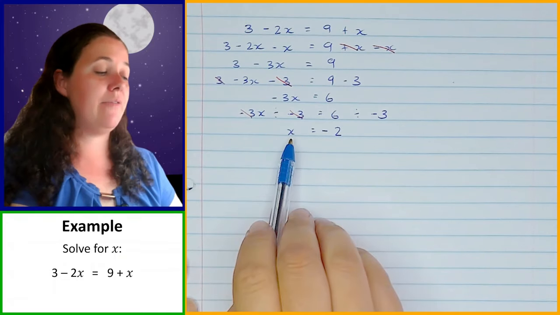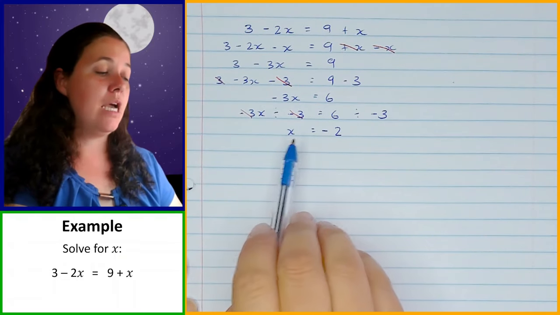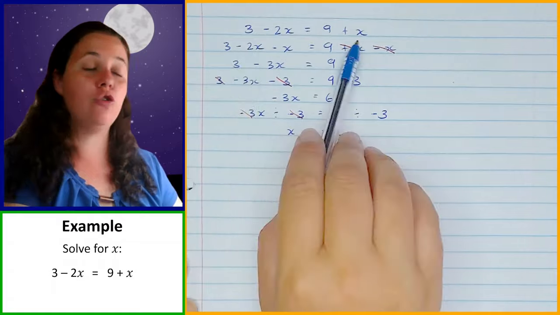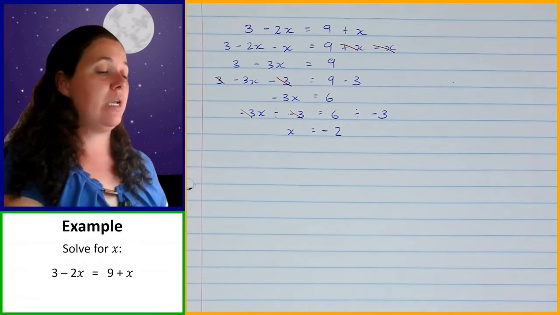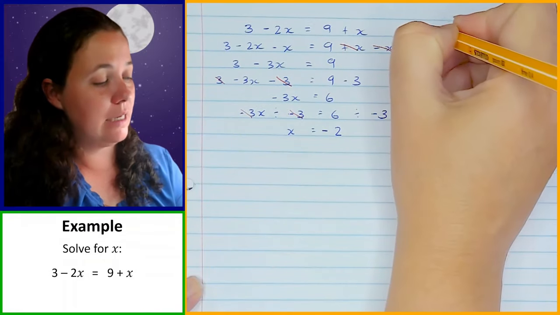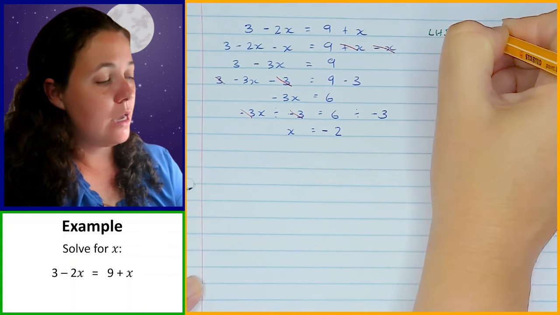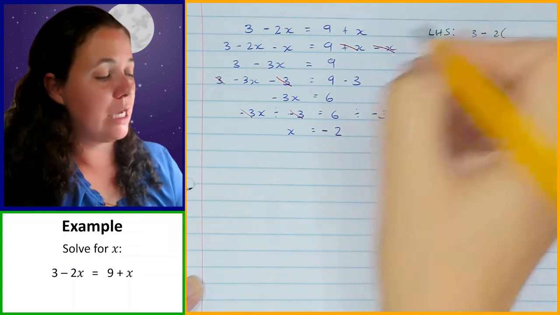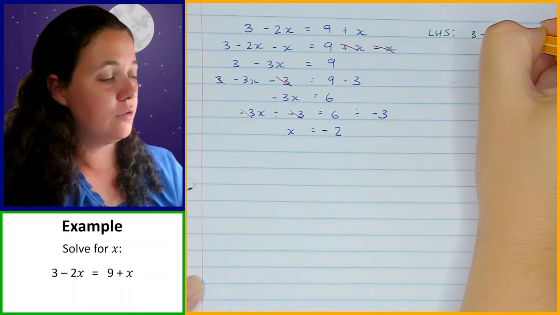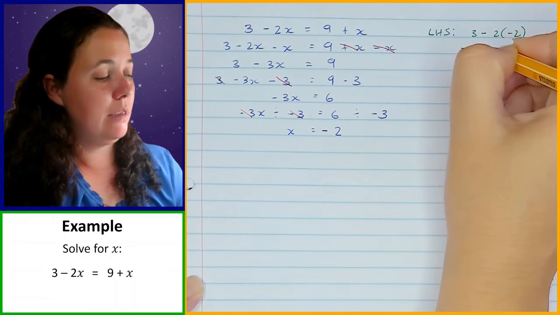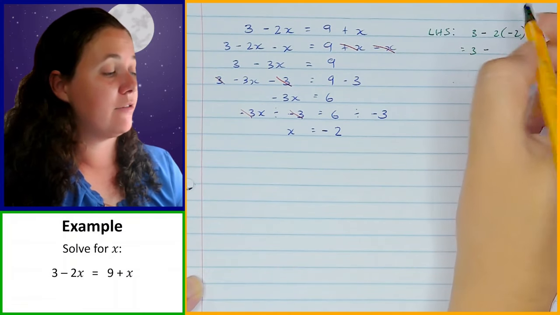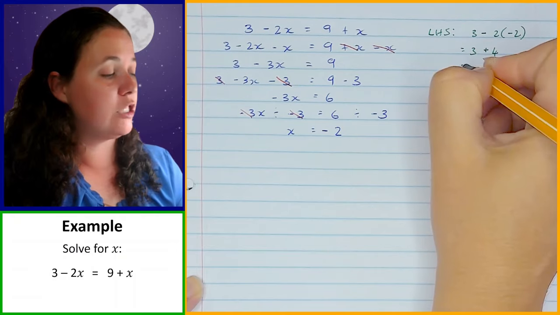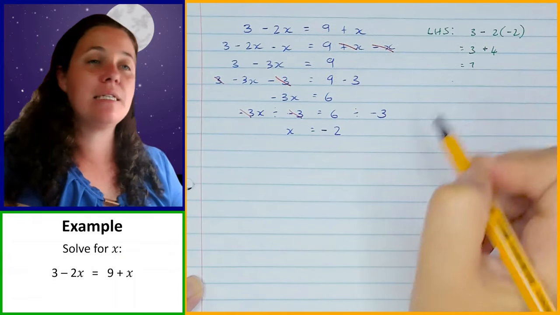So that means that if x is negative 2, then this equation should be true. So now we can check it if we want to. If I have on my left hand side 3 minus 2 times x, which is negative 2, that gives me negative 2 times negative 2 is plus 4, which gives me 7. So on my left hand side, I have 7.